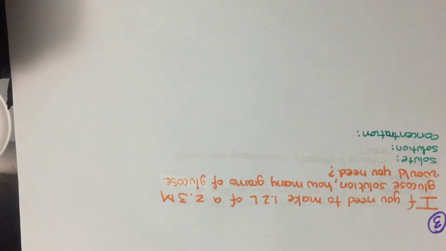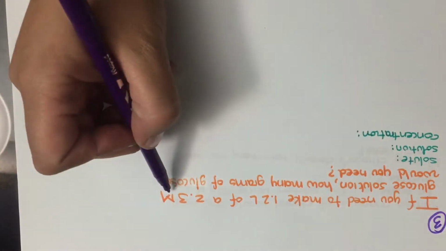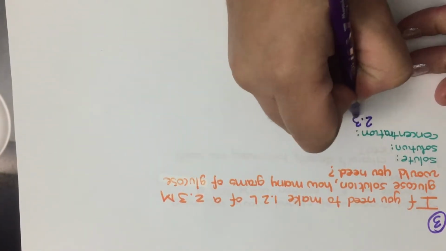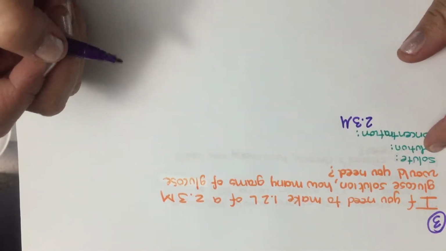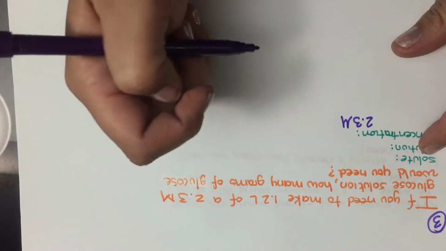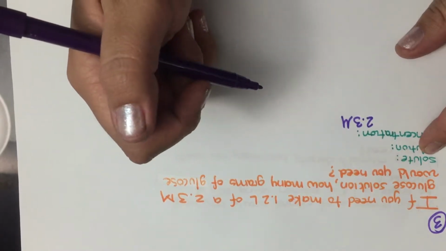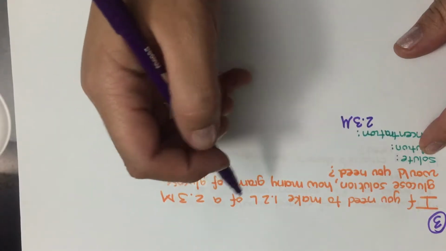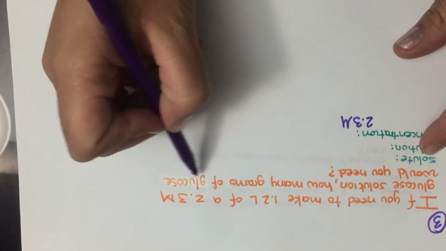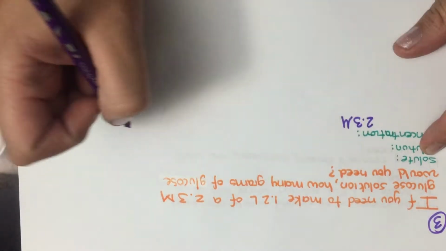Our solute, solution, and concentration. So first, let's get our concentration, which is the easiest to get. You get this unit of concentration, which is molar. So the concentration is 2.3 molar, okay? Then you get your solute. So what is going to be your solute here? You have two options, okay? You have glucose or you have solution, all right?